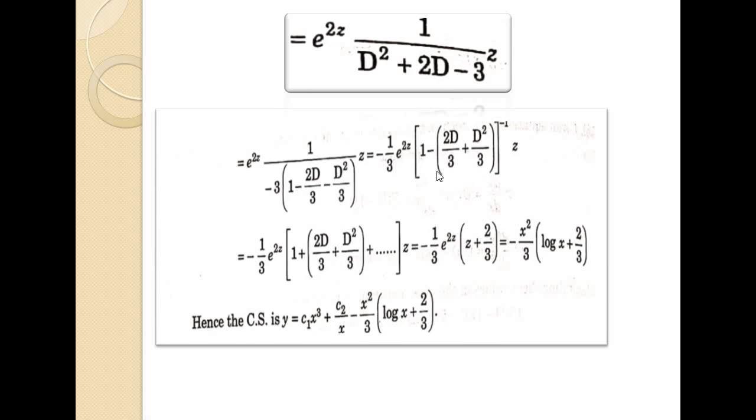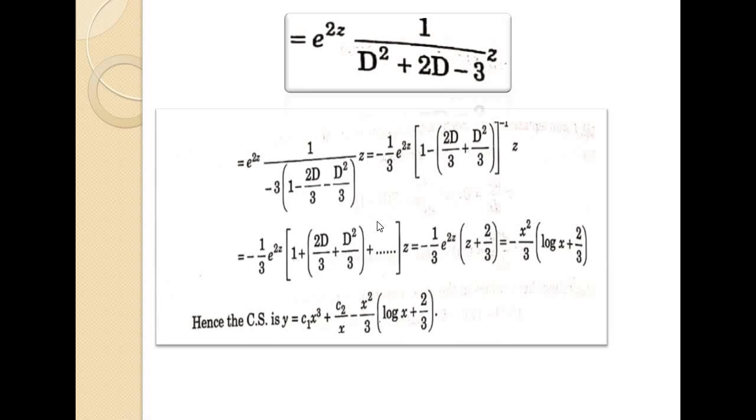So now we need to expand it. We use the expansion of 1 minus x whole power minus 1, that is 1 plus x plus x square plus and so on. But instead of x, we are having 2D by 3 plus D square by 3. So 1 minus 2D by 3 plus D square by 3 whole power minus 1 can be expanded as 1 plus 2D by 3 plus D square by 3 plus and so on operated on z. So this can be written as minus 1 by 3 into e power 2z whole into 1 plus 2D by 3 plus D square by 3 plus and so on operated on z.